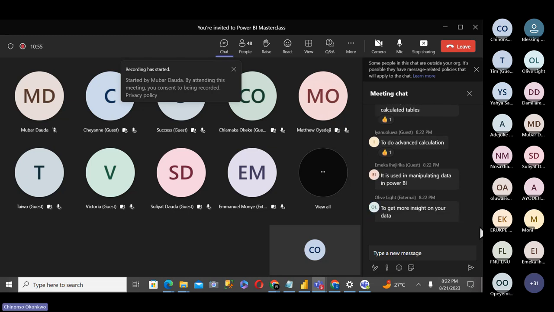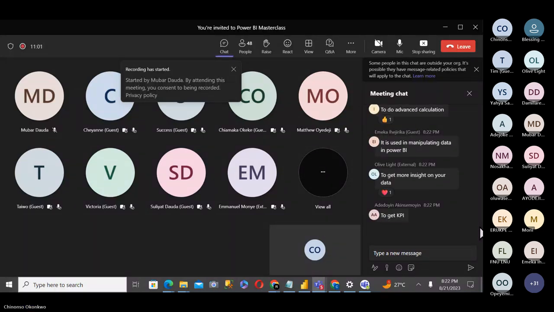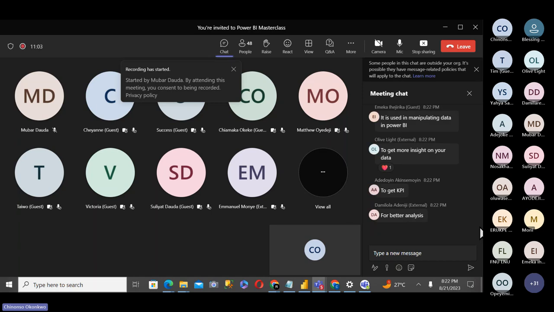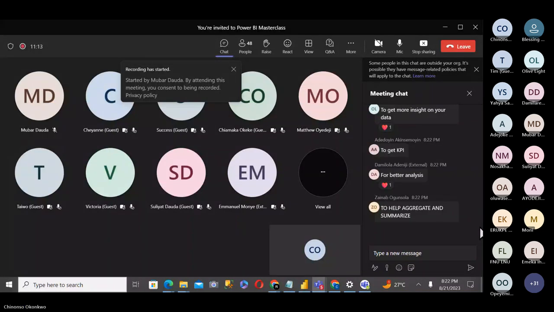That's it. To get more insights on your data. For better analysis, Damilola, that's good. You can only do so much with your data until you start learning DAX. Yes, to help aggregate and summarize as well. Zainab, that's good.